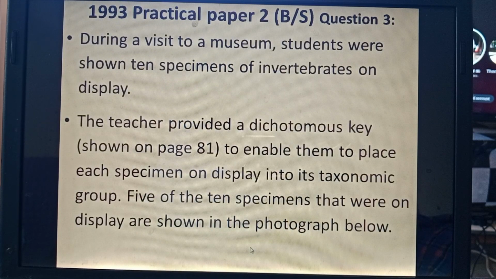Question 3. During a visit to a museum, students were shown 10 specimens of invertebrates on display. The teacher provided a dichotomous key shown on the next page to enable them to place each specimen on display into its taxonomic group. 5 of the 10 specimens that were on display are shown in the photograph below.